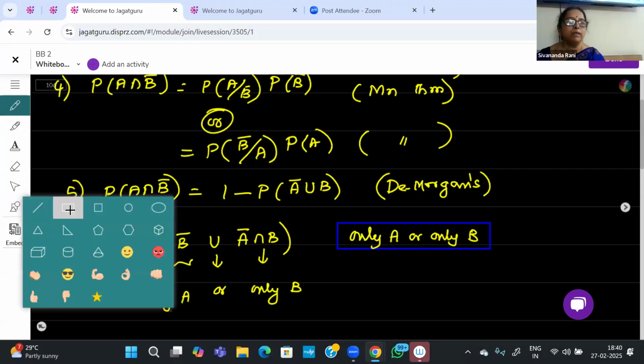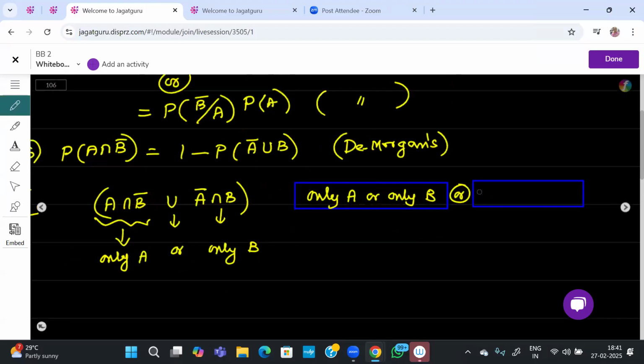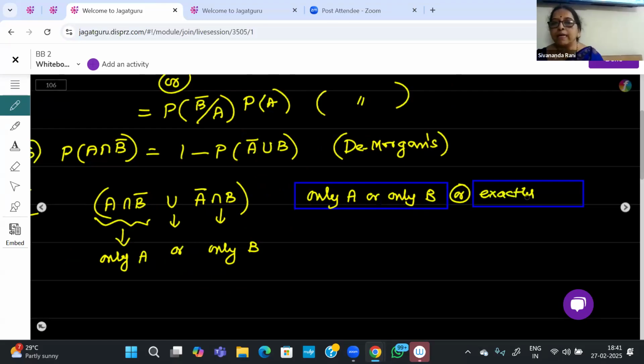But we want more sophisticated terminology. So what can it be? An equivalence of this. What can it be? Only A or only B. Of course, that's what it means literally. Exactly A or B. Very good, Nishant. Bright boy. Exactly one of them. Okay, it's called exactly one of them. So how about its probability? A intersection B bar union A bar intersection B.